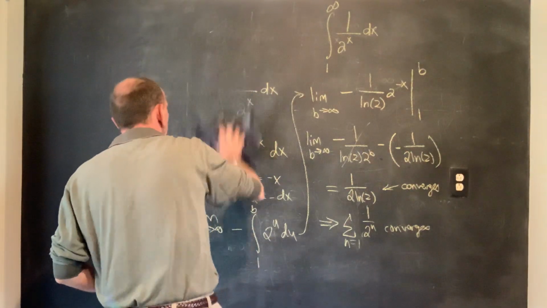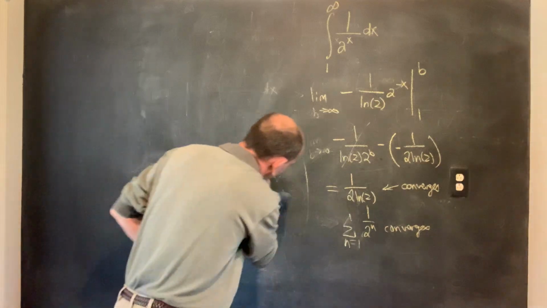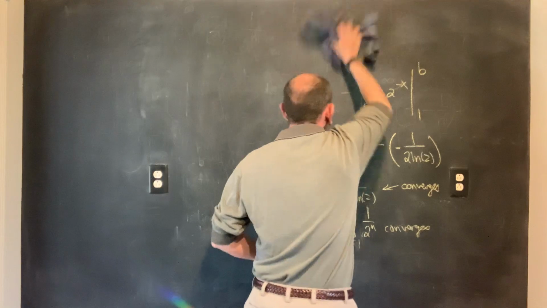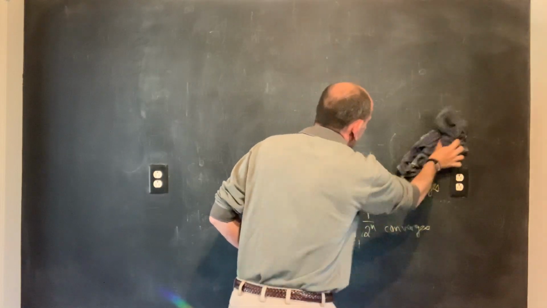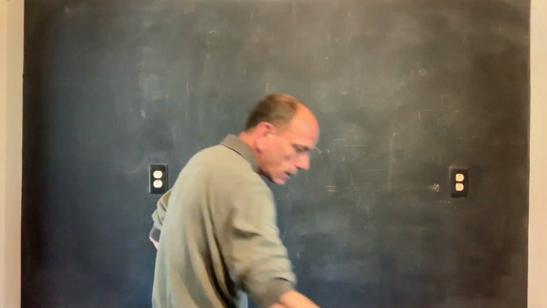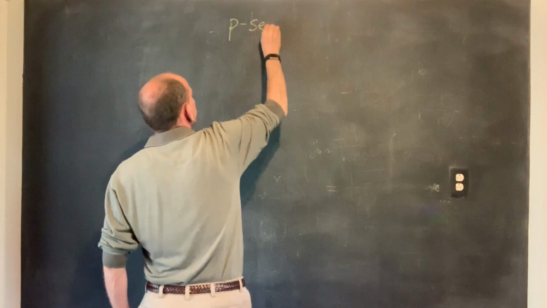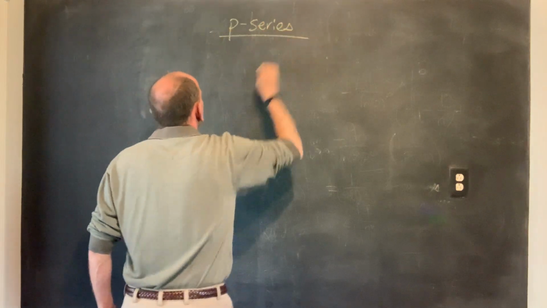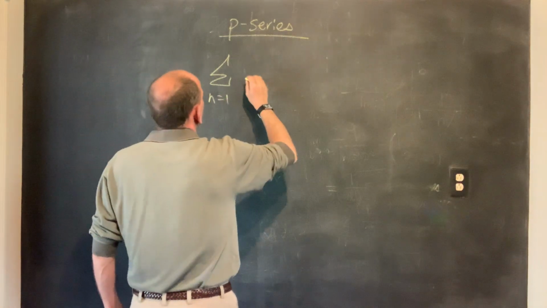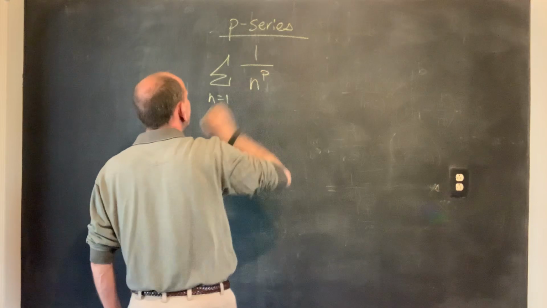Let's use that to take a look at a new kind of series. We've already seen geometric and telescoping. Let's look at another kind, p-series. A p-series is a series of the form, let's see, 1 over n to the p.